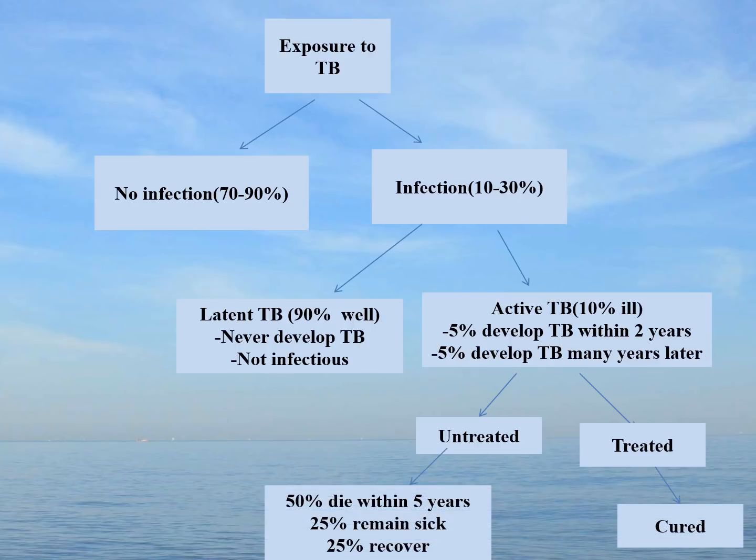If you undergo treatment, you'll be cured. If tuberculosis is untreated, 50% will die within 5 years, 25% will remain sick, and 25% will recover. So remember our 3 outcomes of disease.